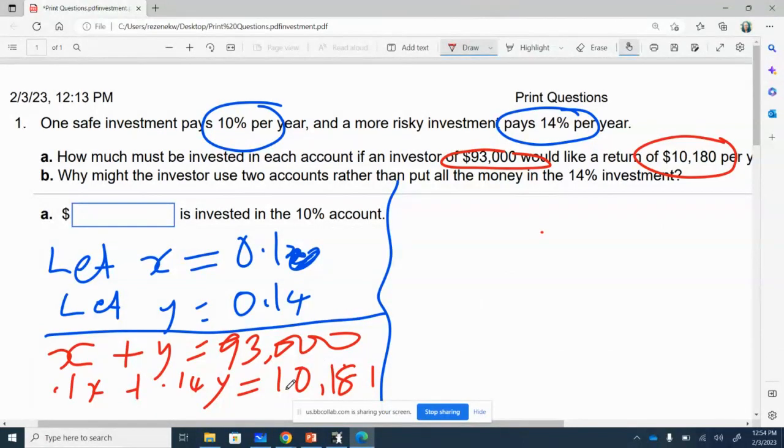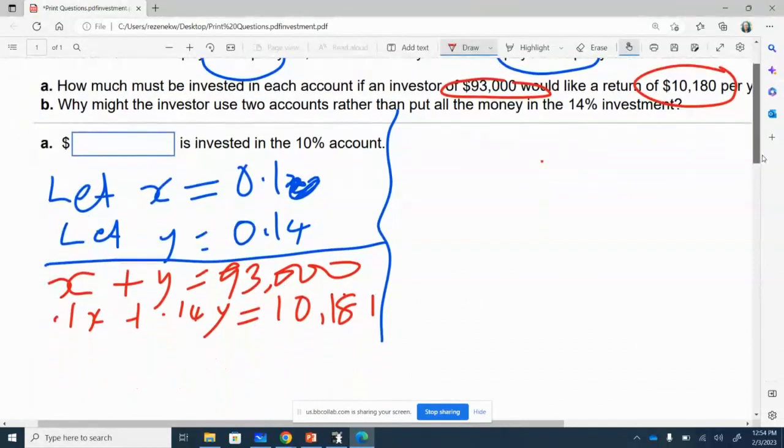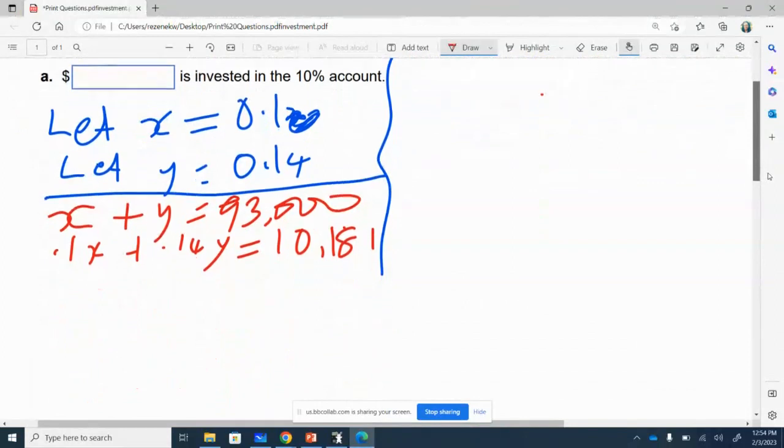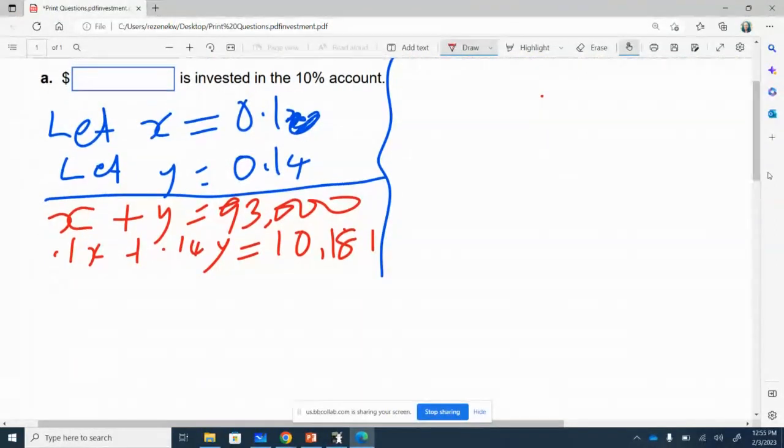Okay, now we have to solve this system of equations. We have created a system of equations and we need to solve that. Did you mean to write 181 or 180? Thank you so much. I appreciate people who pay attention. All right, so 180,000. So I'll call this one equation 1, call this one equation 2. And now I can solve.